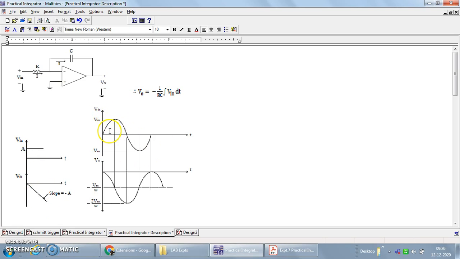Similarly, if we take the integration of a sine wave, we will get the cos function, and that too with the negative sign. So minus of the cos function.